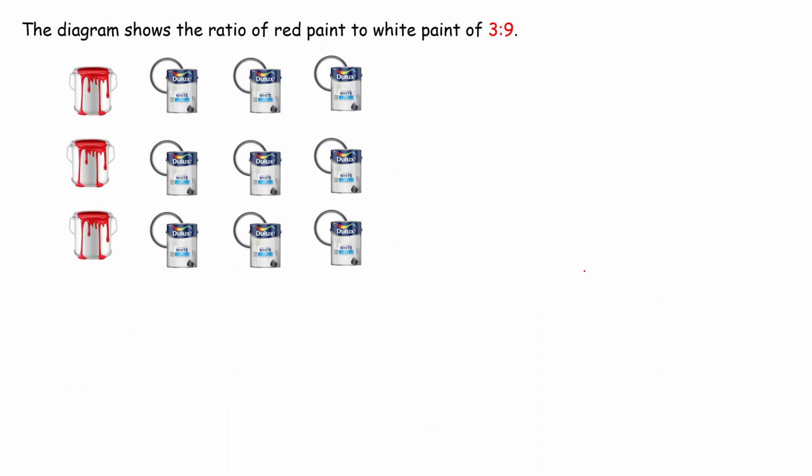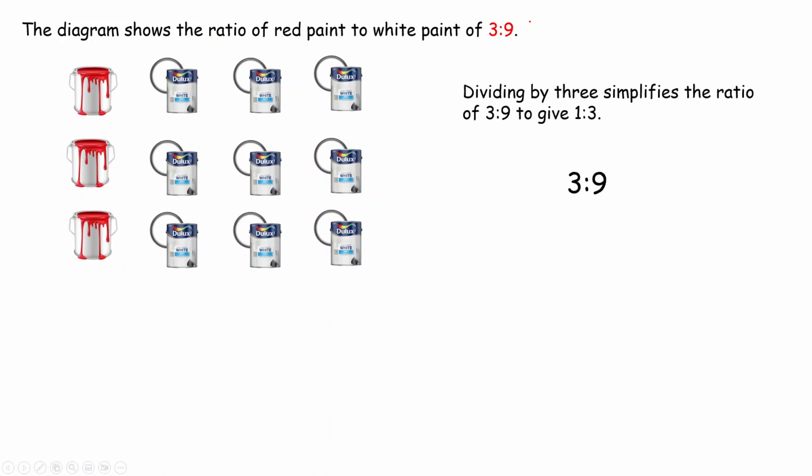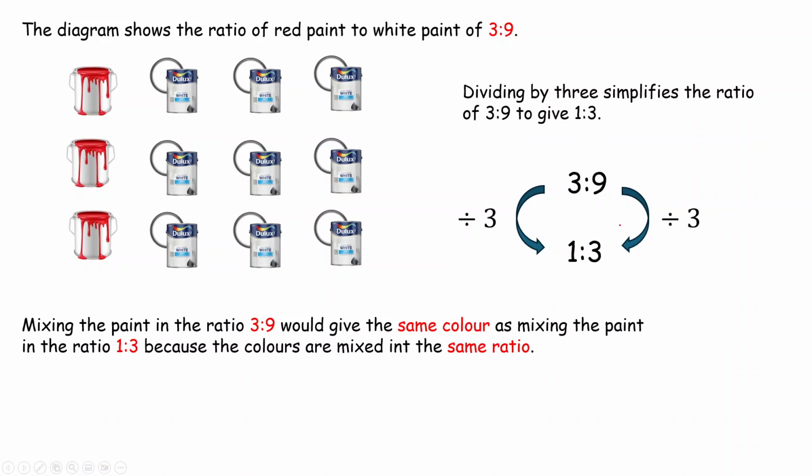Up here the diagram shows the ratio of red paint to white paint, which is 3 to 9. You can see you've got 3 cans of red and 9 cans of white paint over here. So the ratio is 3 to 9 of red to white. Now, dividing by 3 simplifies the ratio of 3 to 9 to give 1 to 3. Because 3 is a factor of 3 and 9, I can divide 3 by 3 to give me 1 and divide 9 by 3 to give me 3.